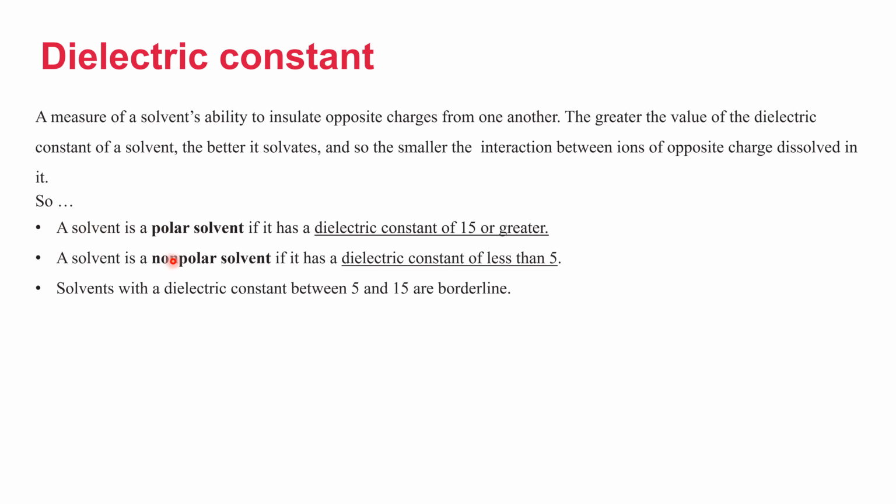So again, we have to see whether that polar solvent is protic or aprotic. If it is aprotic by nature, by the functionality it has, then it will be polar aprotic or polar protic, right? Now, a solvent is non-polar if it has a dielectric constant value less than 5. Solvents with a dielectric constant between 5 and 15 are borderline, so they are the medium or moderate solvents, we can say, in terms of polar and non-polar.